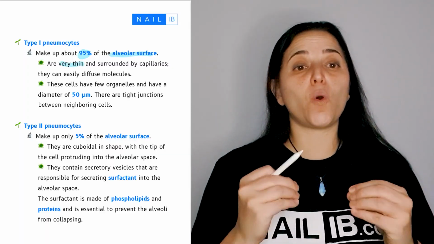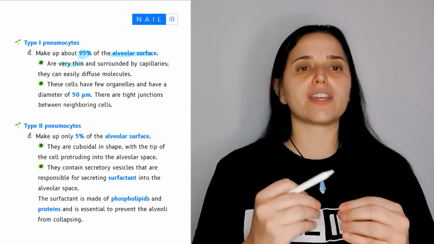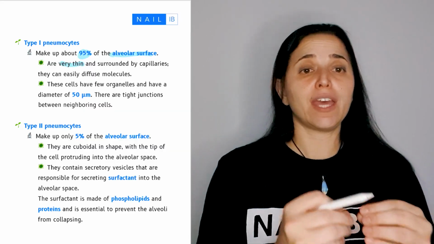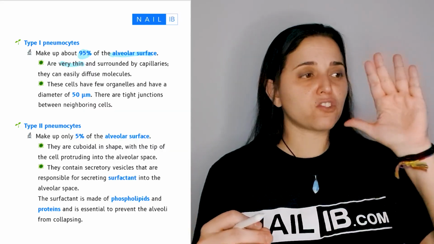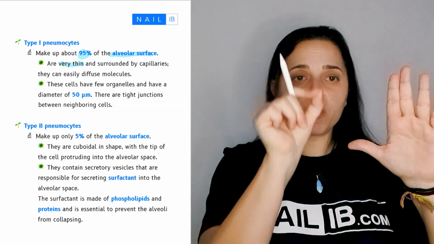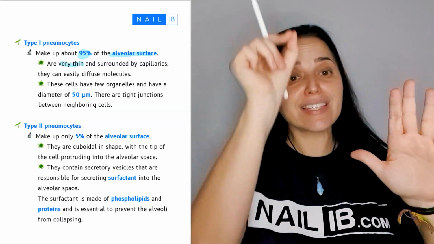Why are they thin? Because you want to exchange. They want to exchange whatever is inside of the alveoli with the blood vessels. So imagine, alveoli is here, blood vessels here. The wall between them has to be thin. Who's that wall? Is it type 1?